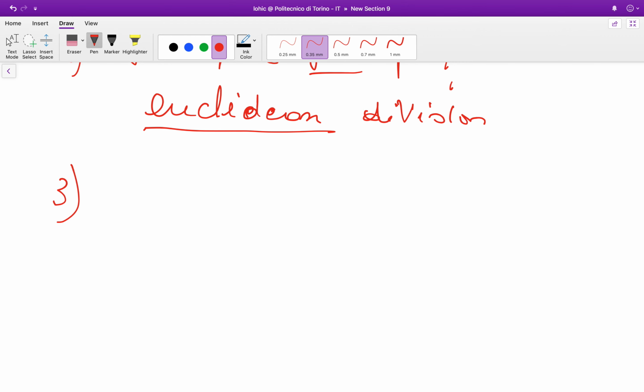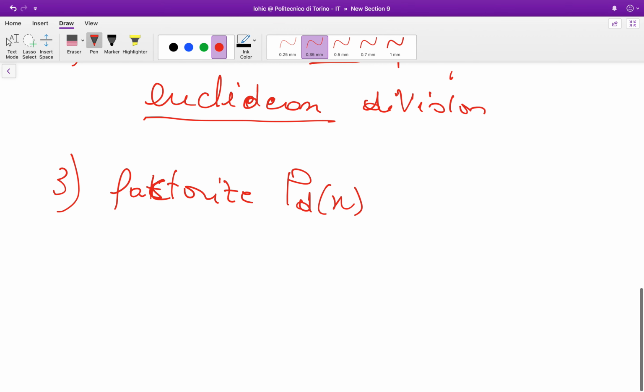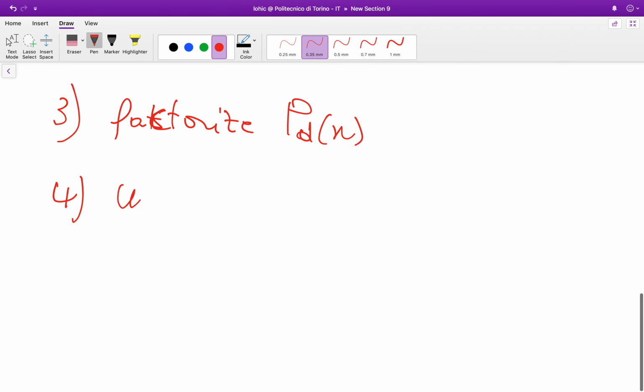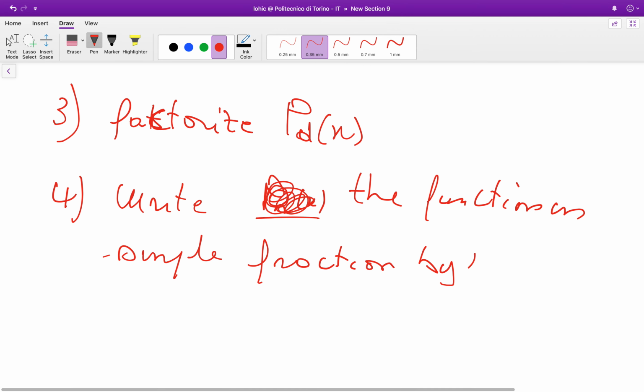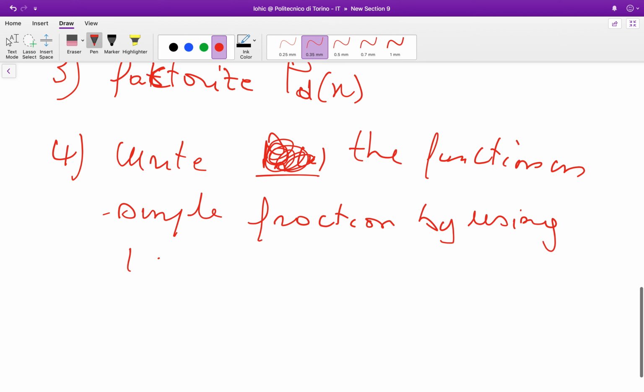Step 3: factorize PD of x. Step 4: write the function in simple fractions by using the identification.